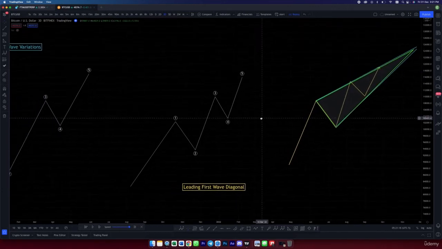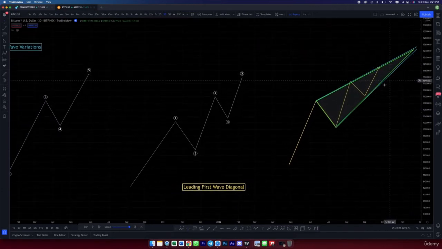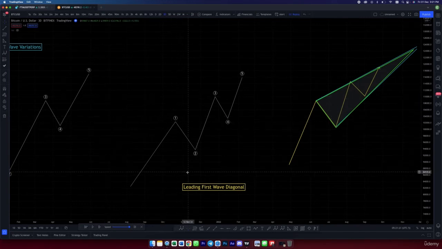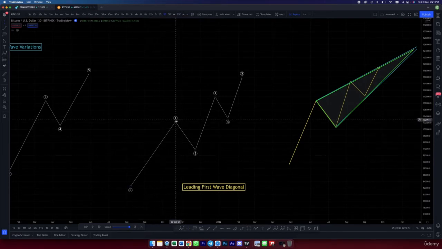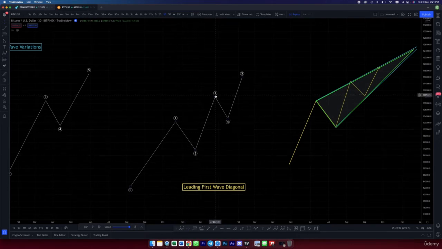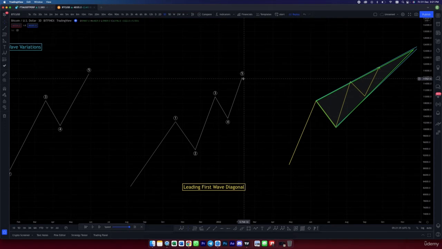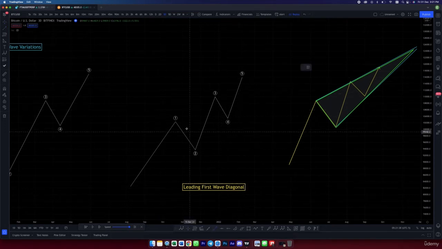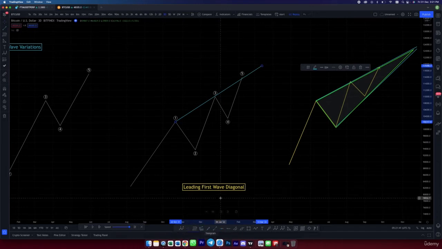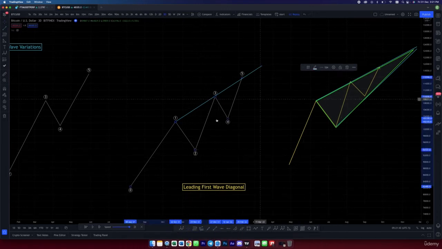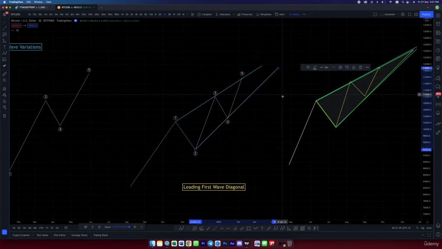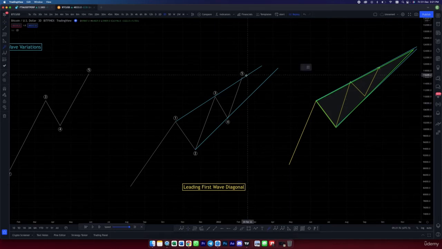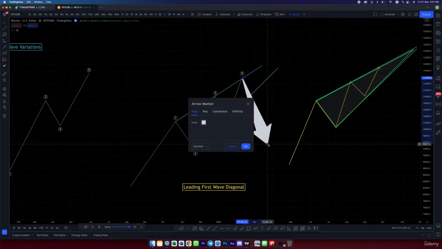But what we are trying to do is understand it not in terms of pattern but in terms of Elliott wave. So the leading first wave diagonal has the first wave as the most aggressive wave. The first wave will go very aggressively. Then wave 3 will be the second longest, and wave 5 will be the shortest wave. When you combine the highs and the lows, you will see this wedge pattern that we call a rising wedge. And how do we trade that? Rising wedge always breaks to the downside, so we short it.